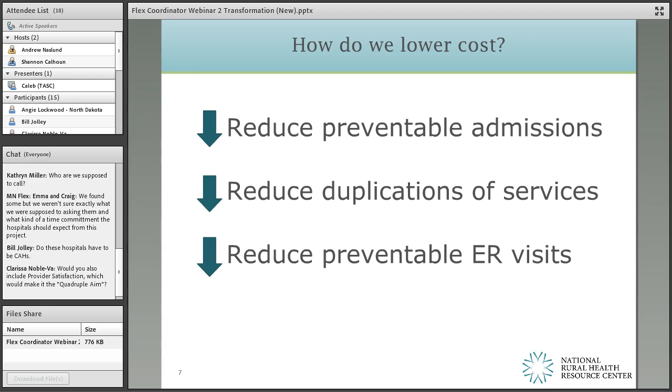Yes, first we said, would you also include provider satisfaction? Of those three quality measures, better health and better care are actually in the quality sector. And so patient satisfaction and provider satisfaction are both part of the aims. Technically, I'm not sure if we would always call it the quadruple aim, and I have heard some refer to it that way, so yes, I would agree to that.